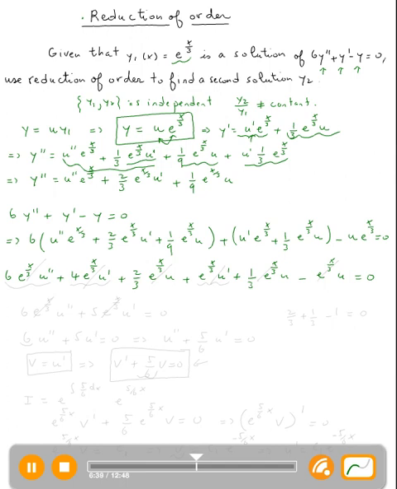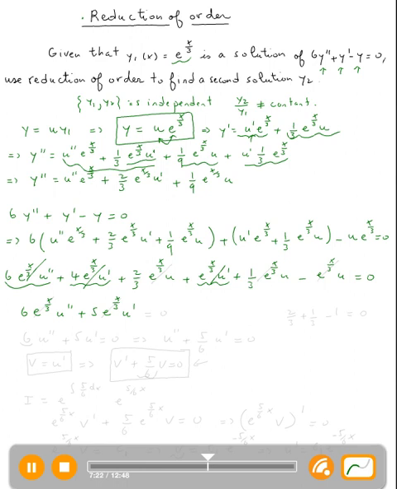Alright, anything that has u double prime, let me write this down. So 6e^(x/3) u double prime. What about things that have a u prime? So this is 4 plus 1. So 4 plus 1 will be 5. So 5e^(x/3) u prime. So this is gone, this is gone, and this is gone.